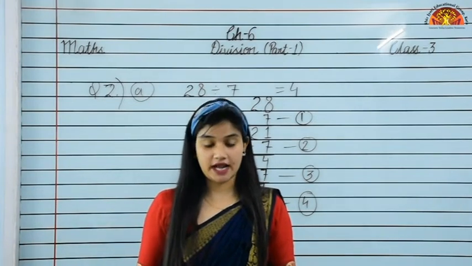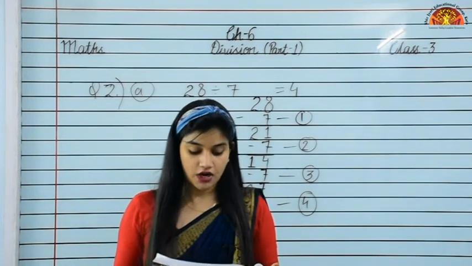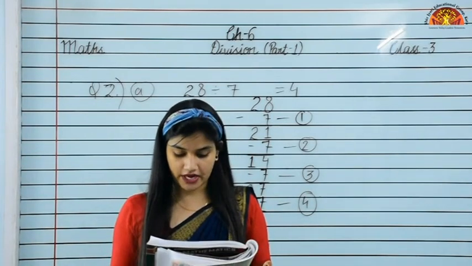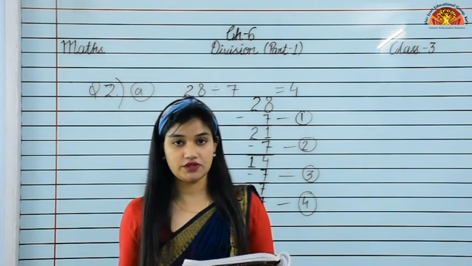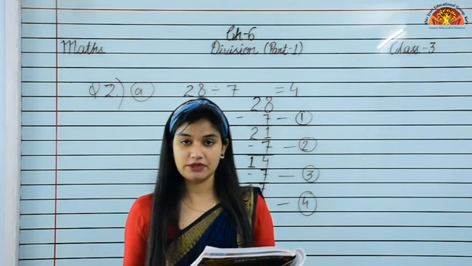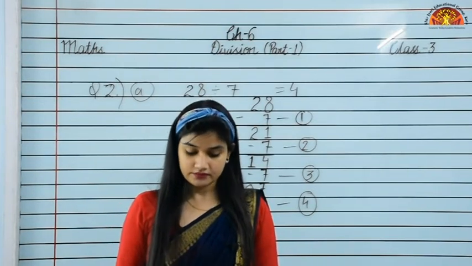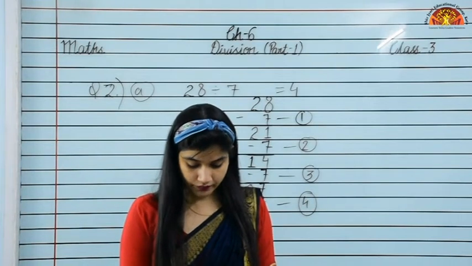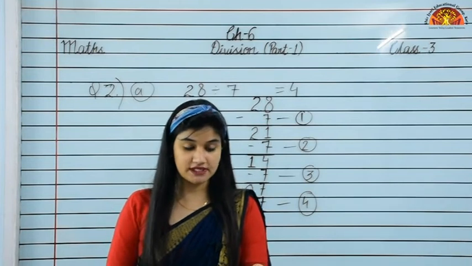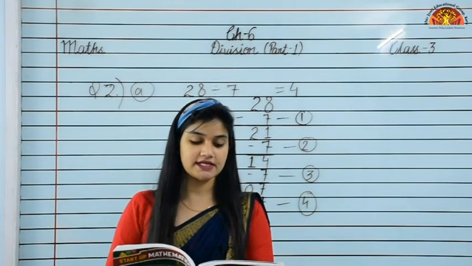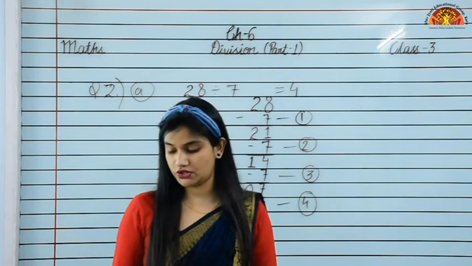And now we will see the next question, that is question number 3. Question number 3 is, for each multiplication fact, write 2 division facts. This question we will discuss in the next video, students, because we have not done multiplication and division facts here. So now we'll see the next question, that is given on page number 76, in your book of exercise 6.1, and we are taking the first question.